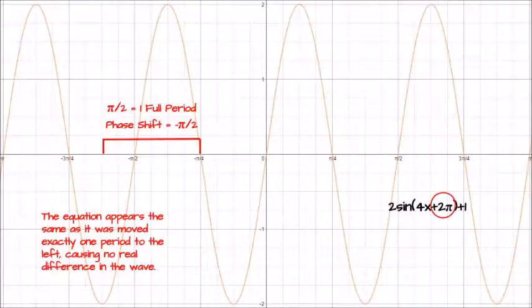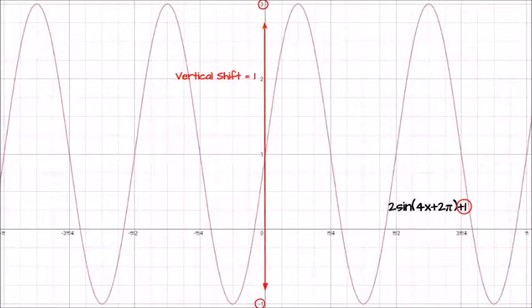Now let's look at the h value, or the phase shift. Remember, we need to factor out the b value, or 4, which leaves us with negative pi over 2. The formula for h is x minus h, so since our equation is x plus pi over 2, the phase shift is negative pi over 2. This means that our equation will be shifted pi over 2 units to the left.